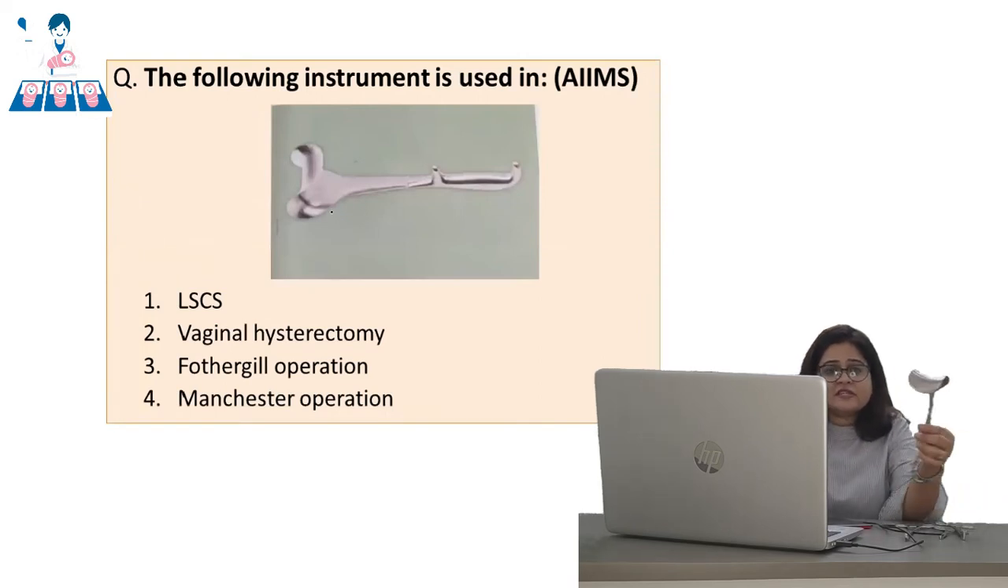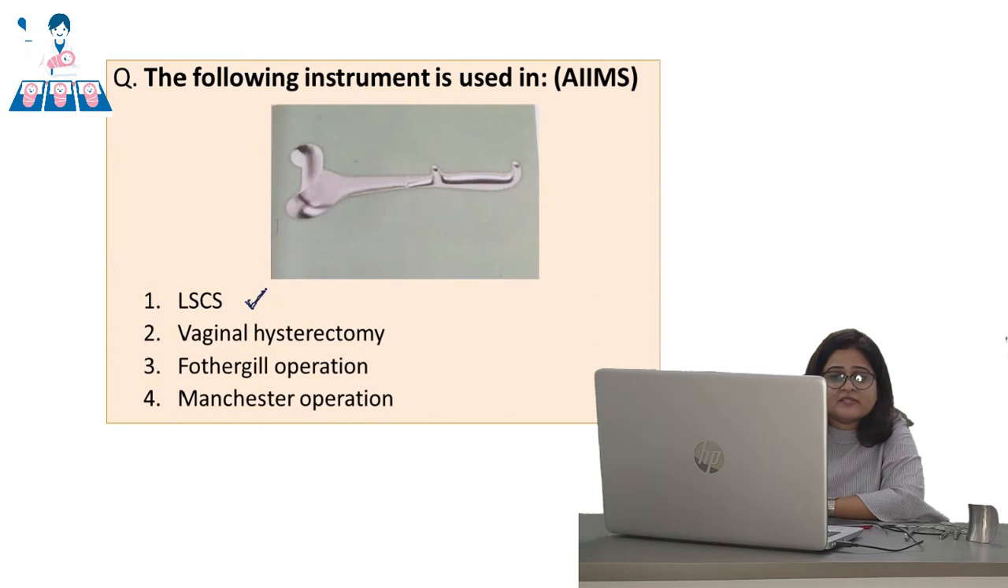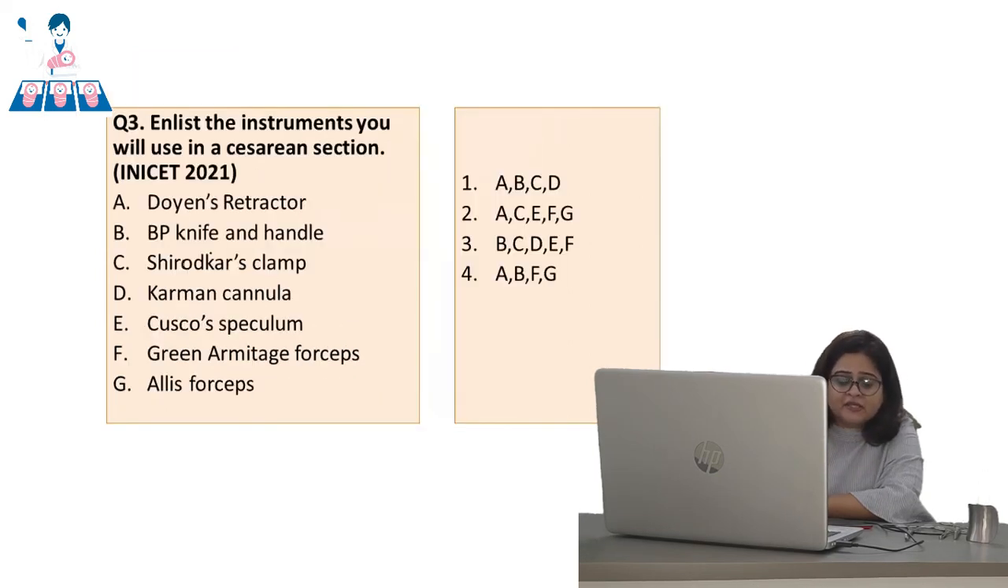This we just discussed. Now it's a very easy question. This is a Doyne's retractor. Look at it carefully. Where is it used? Yes, it is used in a lower segment cesarean section. It helps keep the bladder away from the field of surgery, because our incision is in the lower uterine segment. We don't want the bladder coming into our way, and it is used basically to prevent injury to the urinary bladder. This is an INICET question discussed in our previous video too.